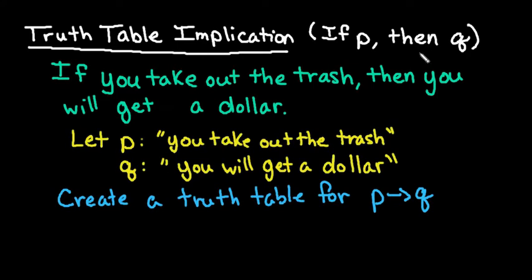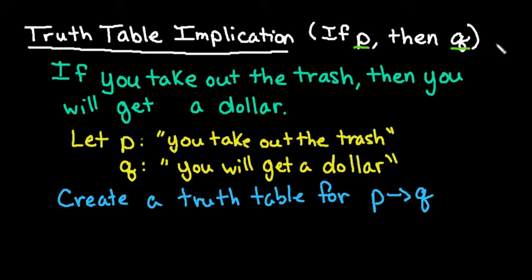Hi, for this video, what I want to do is show you how to create a truth table for an implication. An implication is any kind of if-then statement. We're going to let the letters P represent the if part and Q represent the then part. So I have a statement here.